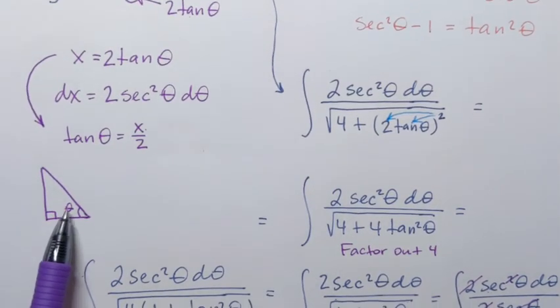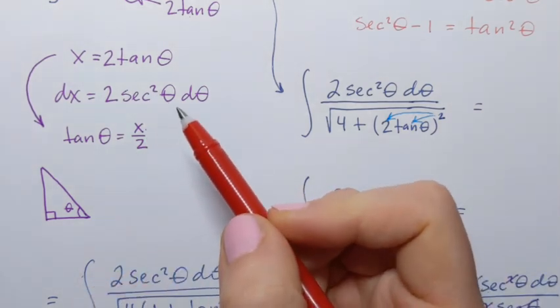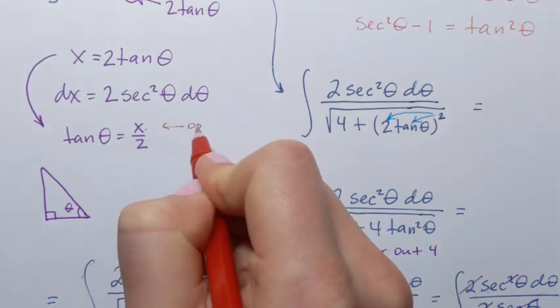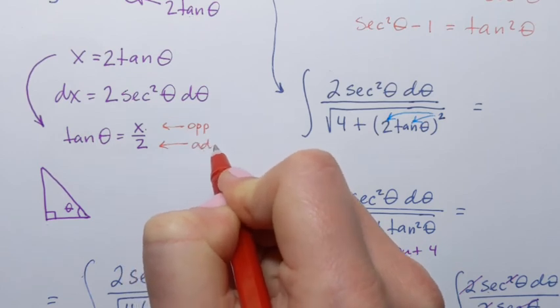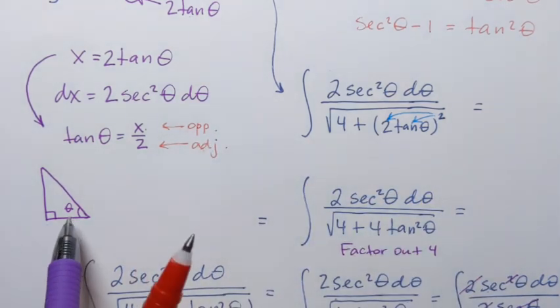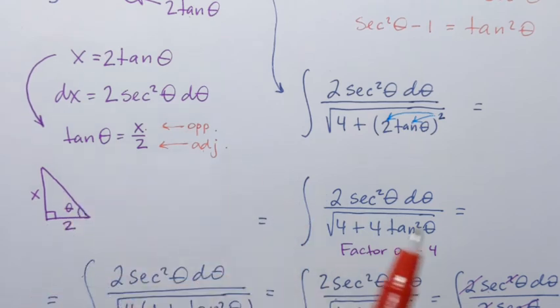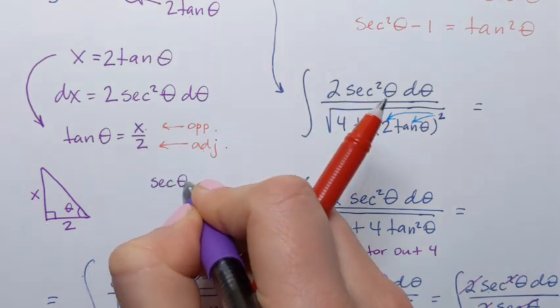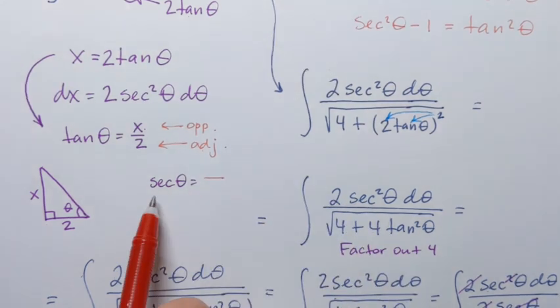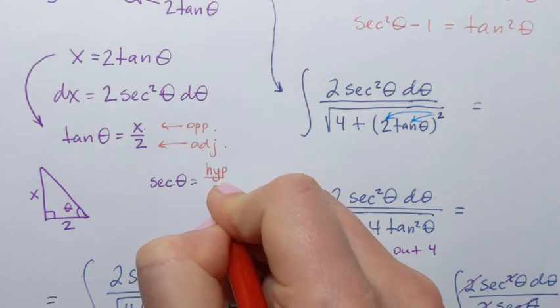By constructing this right triangle, where I denote the right angle and also the angle theta, I need to recall that tangent of an angle in the right triangle is defined as the opposite side to adjacent side, right? That means that if theta is here, then its opposite side has to be x, and its adjacent side has to be 2. But what is secant? Remember, we're trying to find secant. Secant is the reciprocal of cosine. Cosine is adjacent side to hypotenuse, and secant is the reciprocal of that, so that's hypotenuse to adjacent side.